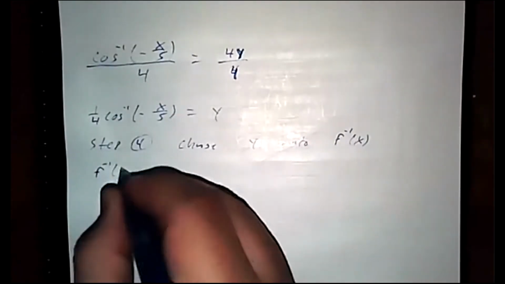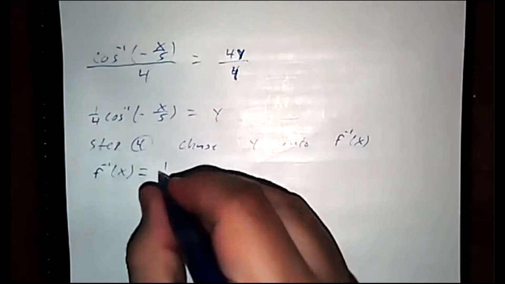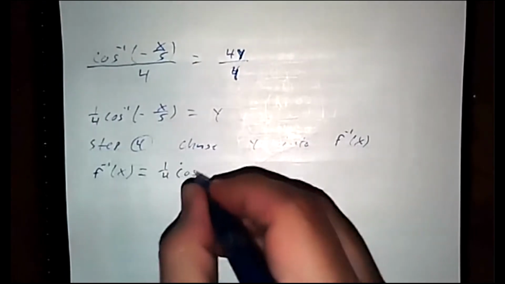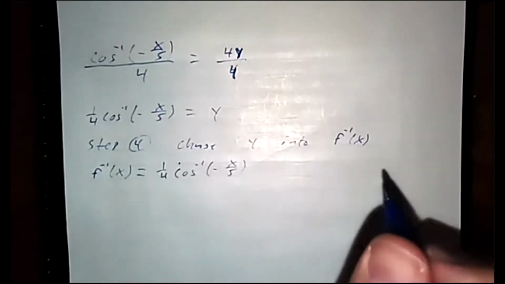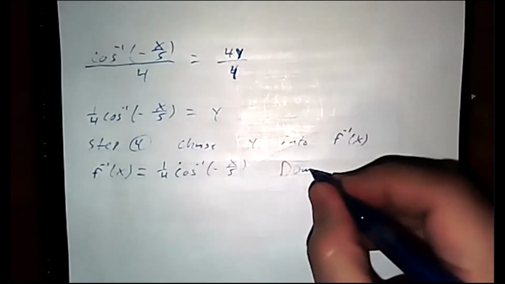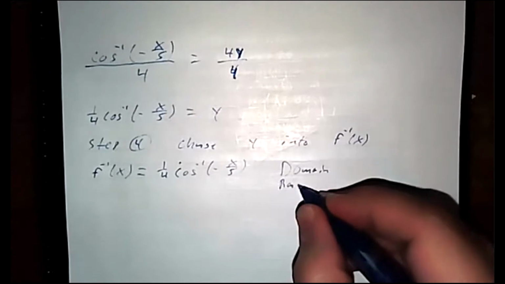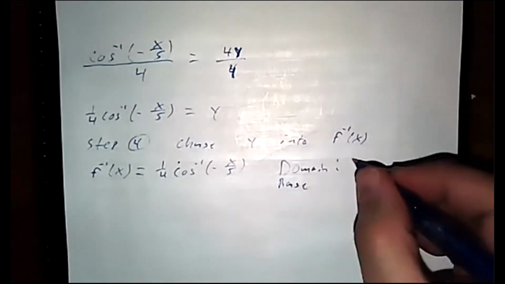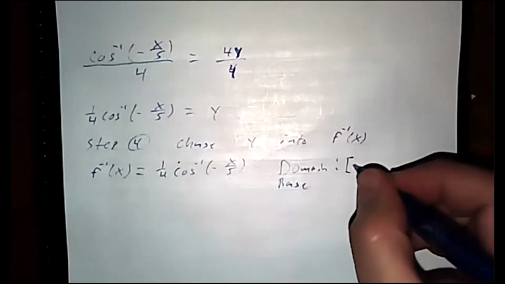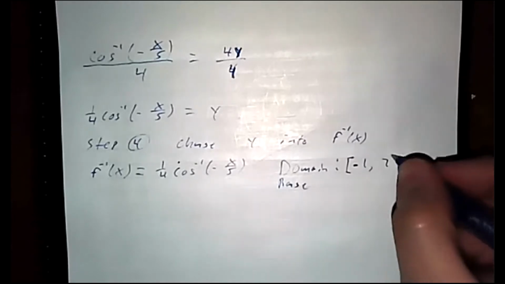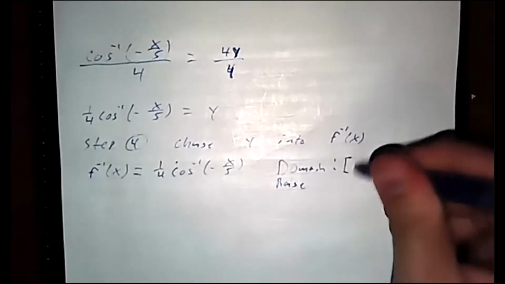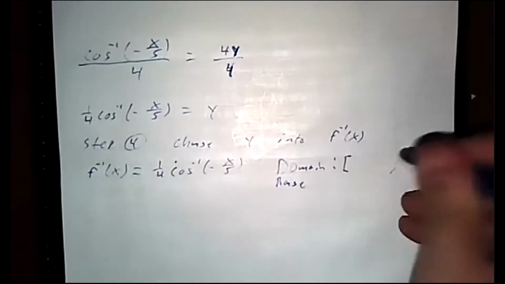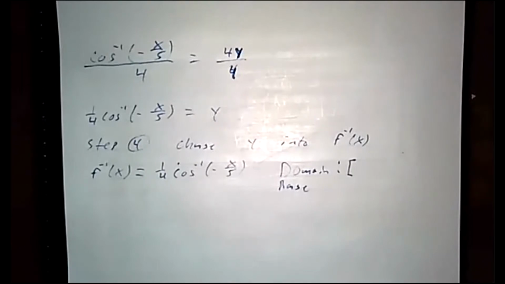So f inverse of x is equal to 1/4 cosine inverse of negative x over 5. Yeah, there we go. So then you swap the domain and ranges and you should be good. So this will be -1 to 7. Actually, that's not right. That was a different question. Yeah, I'm gonna double check everything.